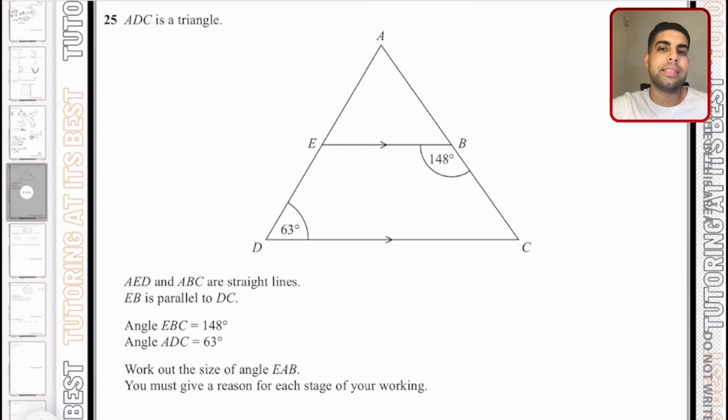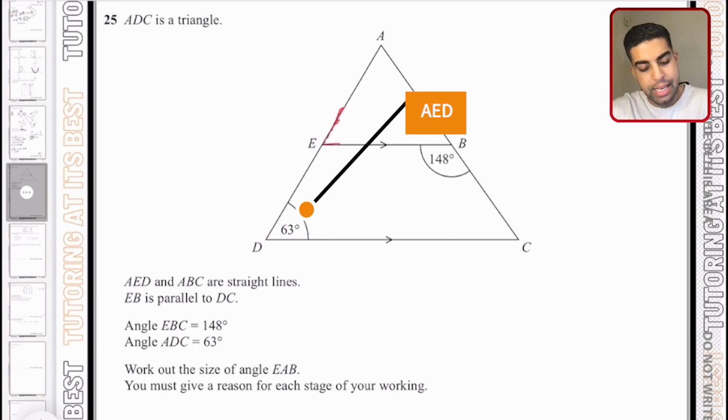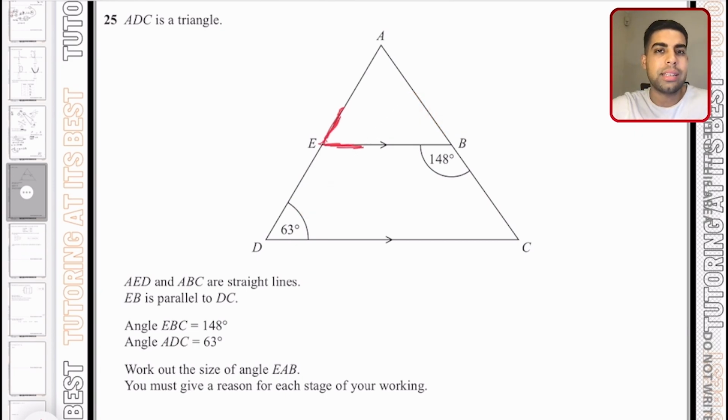So ADC is a triangle, and AED and ABC are straight lines. So let's go ahead and write this out. So it's stating that AED as well as ABC are all straight lines. They've given us two angles, and we now need to work out the size of angle EAB, and that is here, E to A to B.